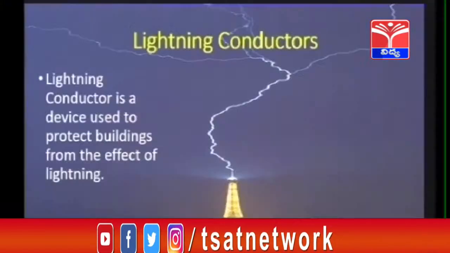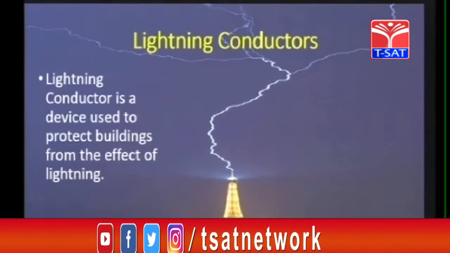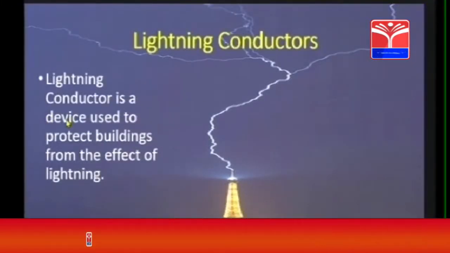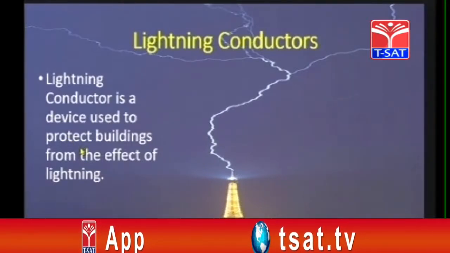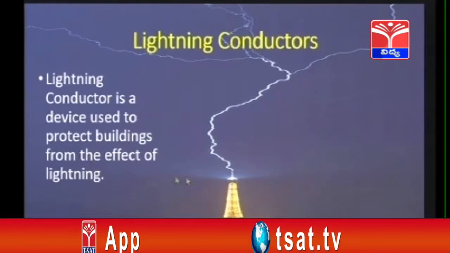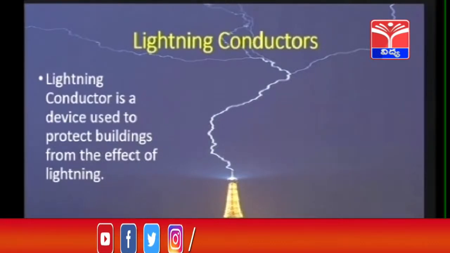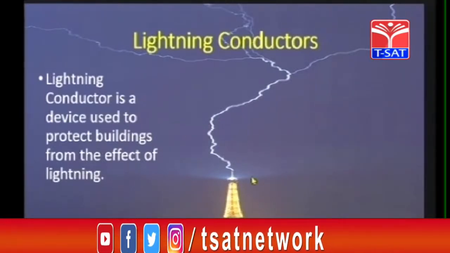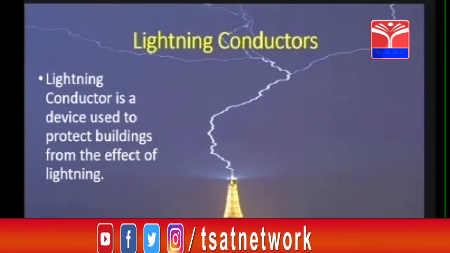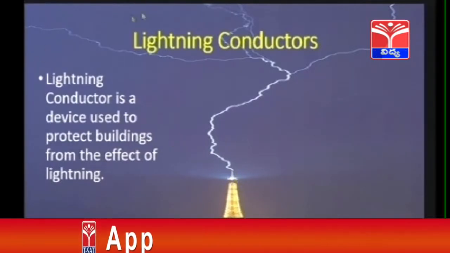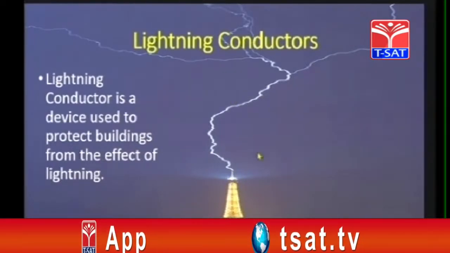Now what are these lightning conductors? Children, this is a device or a metal rod which is protecting your buildings from the effect of lightning. Do you know what is this standing here? This is Eiffel Tower, which is located in Paris. This is a huge metal conductor which can absorb the whole lightning.